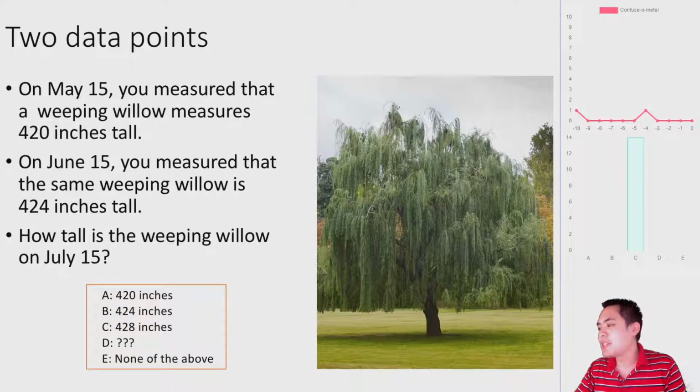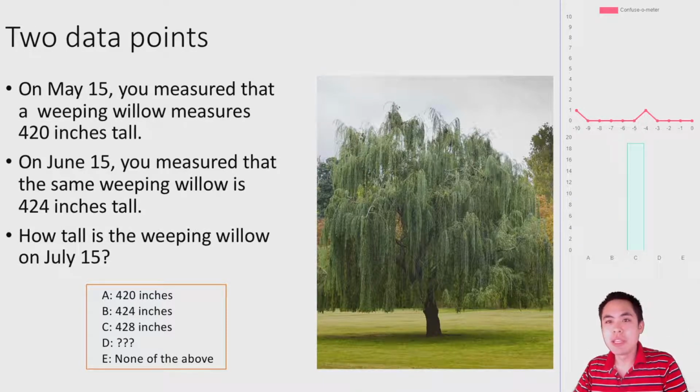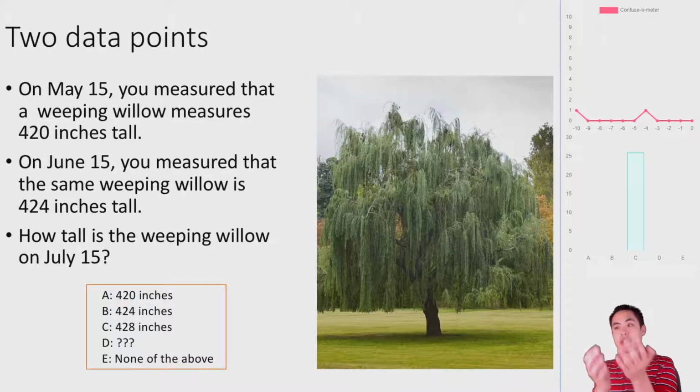Okay, so you are all smart and you can figure out the trend line. The trend here is basically that it seems like it grew 4 inches from May 15th to June 15th. And so it really ought to then grow another 4 inches from June 15th to July 15th. And so a very good guess would then be 428 inches, because you've now built a model with two parameters, how tall it is right now and the rate of growth.